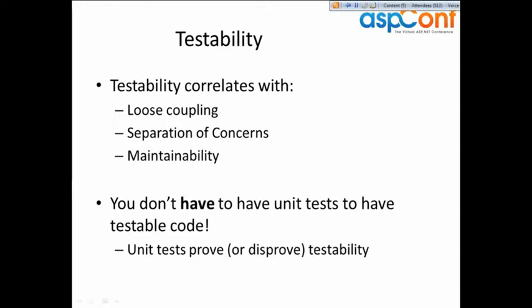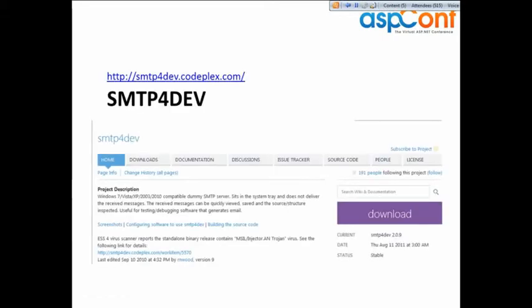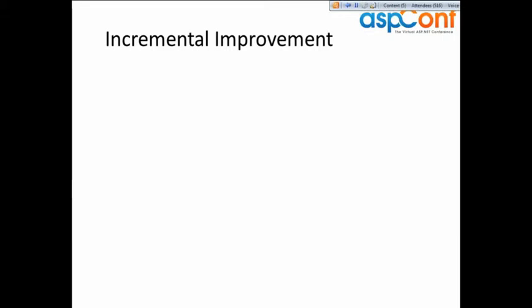So let's look at how we can add some unit tests here. We've pretty much already done this. So we'll jump past this, and let me talk to you real quick about SMTP for Dev, just so if you haven't seen it before. This is a free tool that you can grab from CodePlex. The URL's right here, so jump out there if you want that. It's handy. And let's just skip on to incremental improvement.